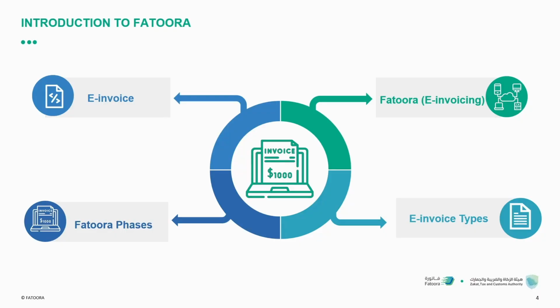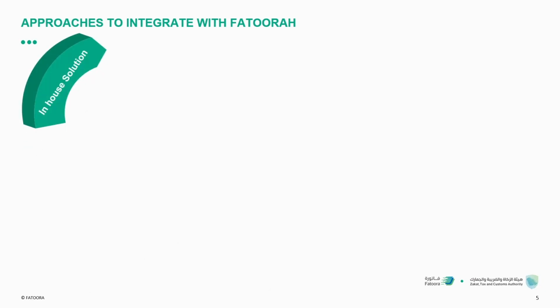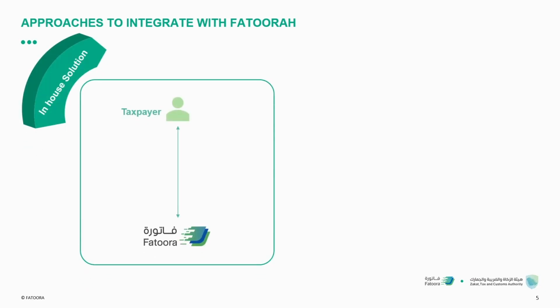So how can we actually integrate our systems with the Fatura platform? We mainly have two approaches that the taxpayer can choose from. The first approach is the in-house solution. This means that the integrated solution is developed internally by the taxpayer's organization, and it's directly integrated with the Fatura platform without involving a third party.